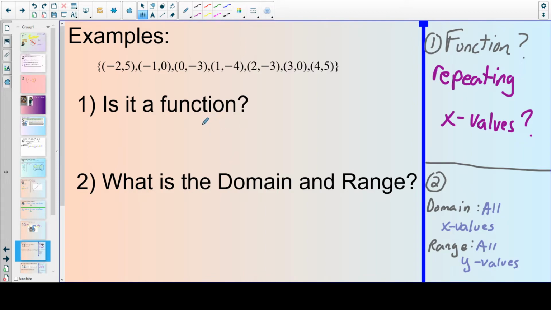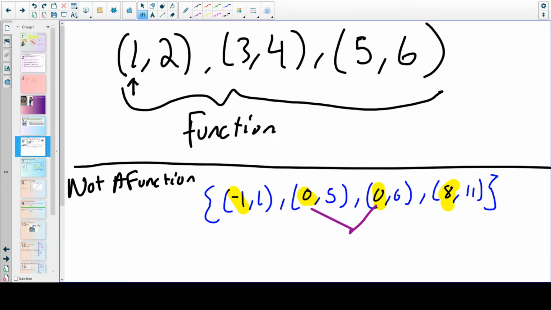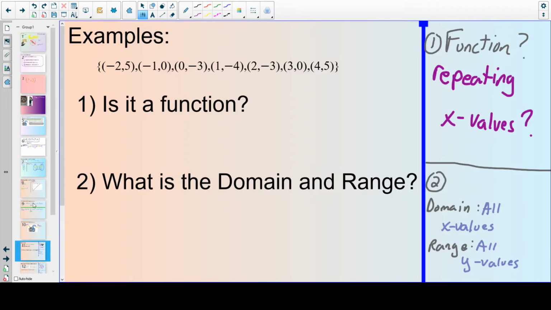So a simple way of knowing if something is a function is ask yourself, are there any repeating x values? Because remember, when we were given a function, if any of the x values repeated, you see how they mapped to different y values? That means it's not a function. So, got to look at all of the x values. We have -2, -1, 0, 1, 2, 3, 4. None of them repeat, so is it a function? Yes. Smiley face.